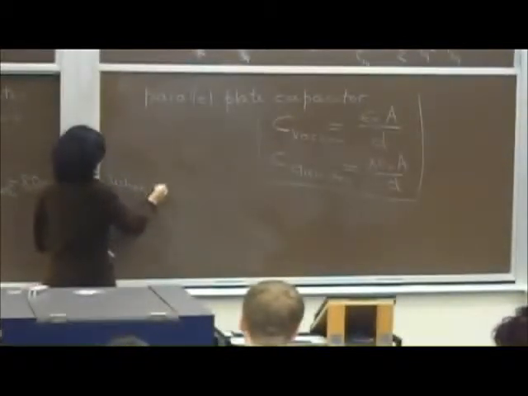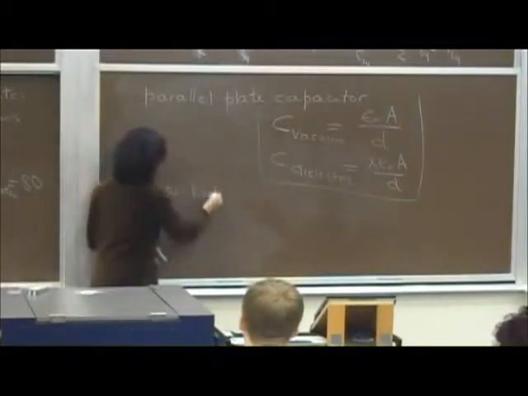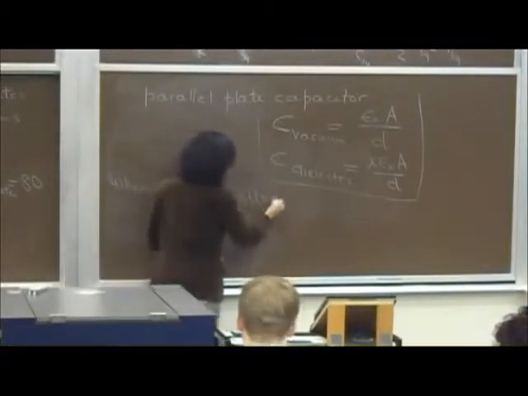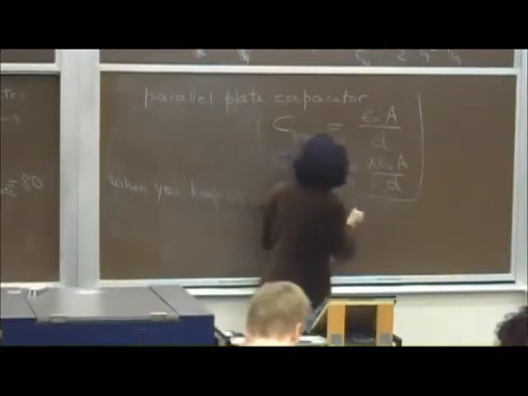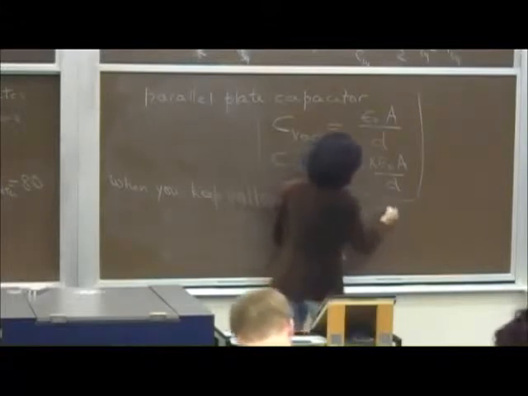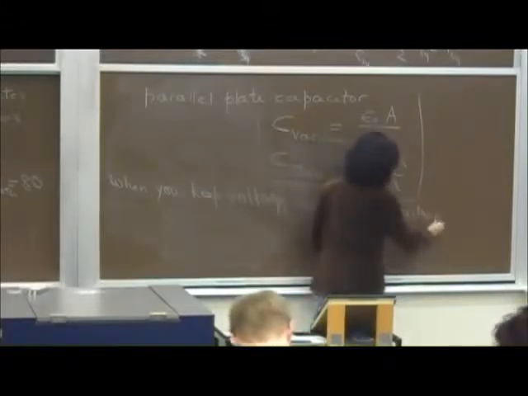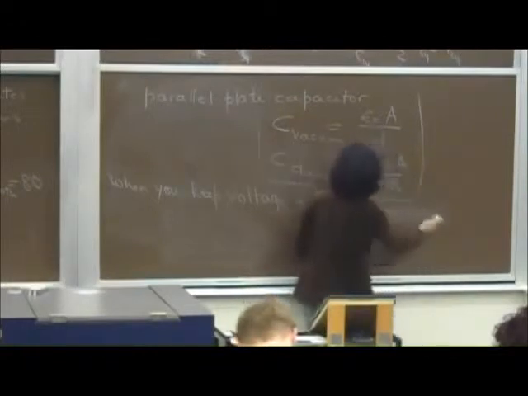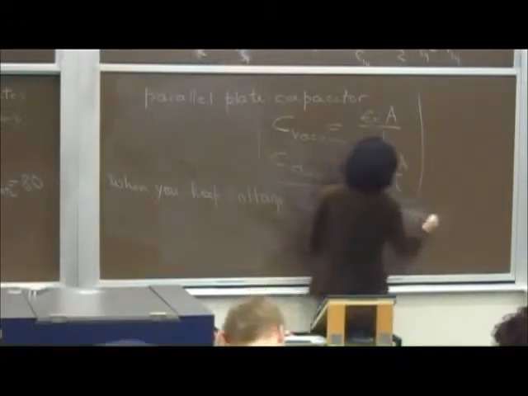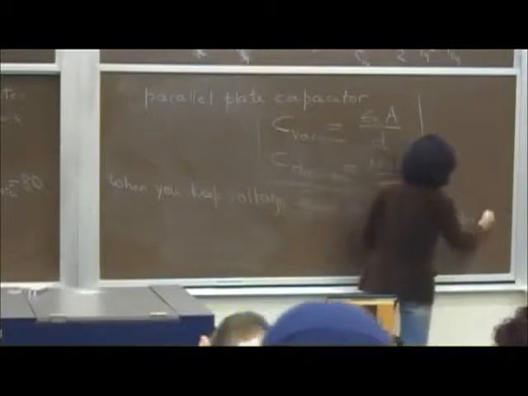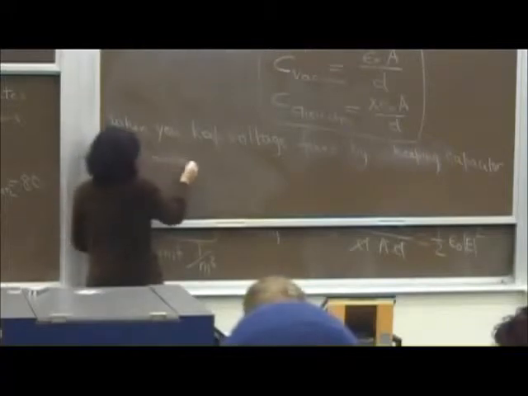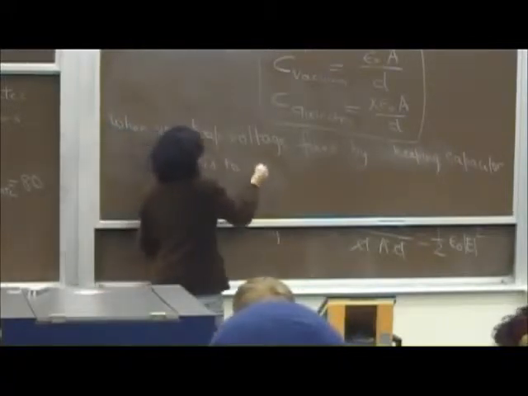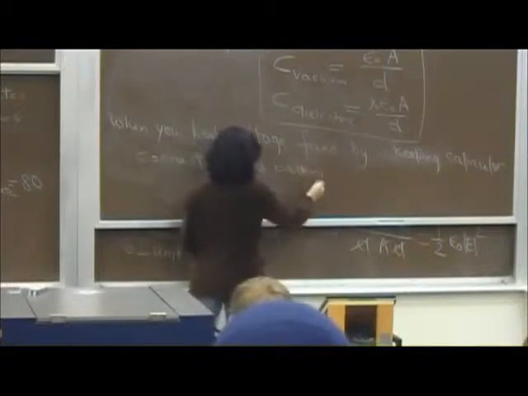So when you keep voltage fixed, voltage means potential difference fixed, by keeping the capacitor connected to a battery. So here is the thing.